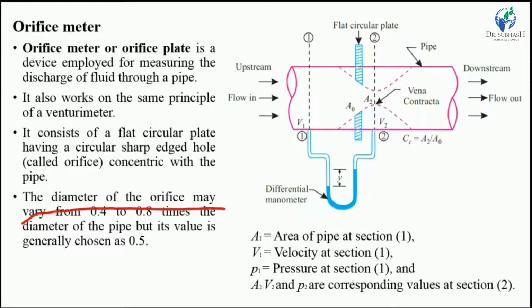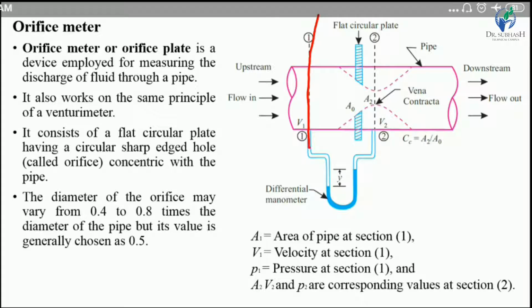The diameter of the orifice may vary from 0.4 to 0.8 times the diameter of the pipe, but generally the orifice size is 0.5 times the diameter of the pipe. Now we can see from the figure that as the fluid flows through the orifice, the diameter of the flow further decreases after the orifice meter. This tendency of the fluid is called the vena contracta.